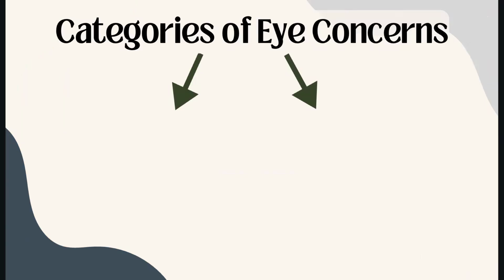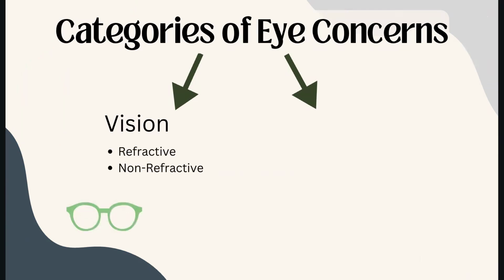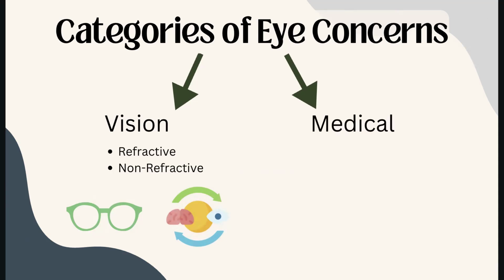Categories of eye concerns. There are vision eye concerns, and in this category, we have refractive and non-refractive. Refractive is when a prescription can provide better vision, and non-refractive is where it won't. An example of that would be an issue with the eyes communicating to the brain. Refractive issues and medical issues are the most common types of concerns in children, but there are non-refractive issues that I want to bring up as well.